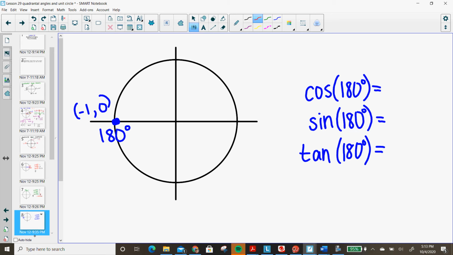Next, we move to 180 degrees. So now we are at the point negative 1, 0. Cosine must be the x coordinate. Sine must be the y coordinate. Tangent must be y over x, so that would be 0 over negative 1, which reduces to 0. So now we know what the trig values are for 180 degrees.